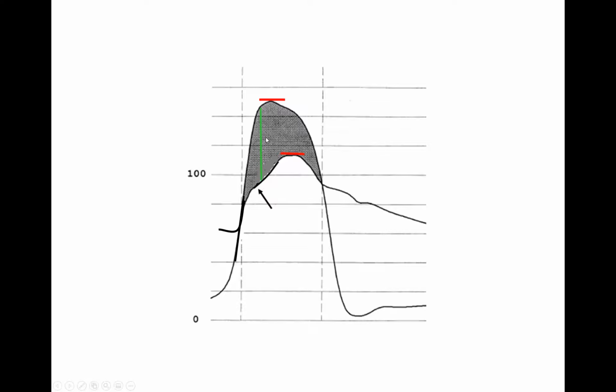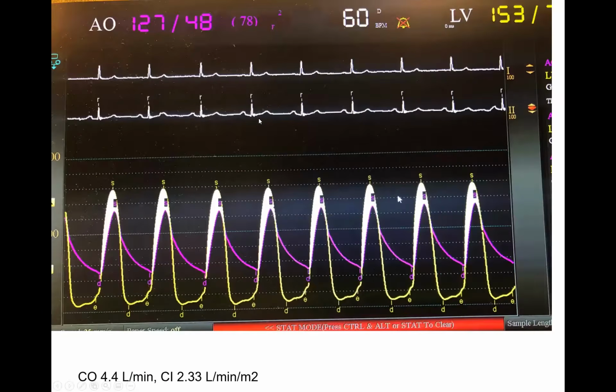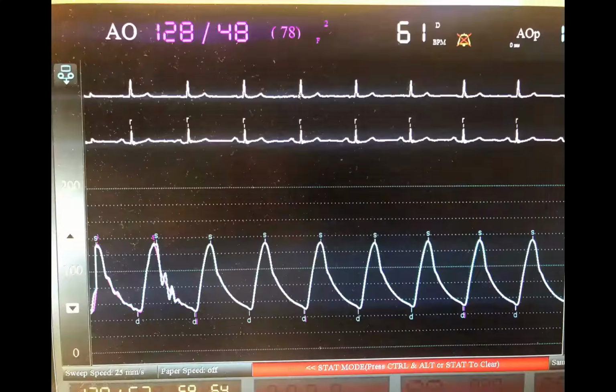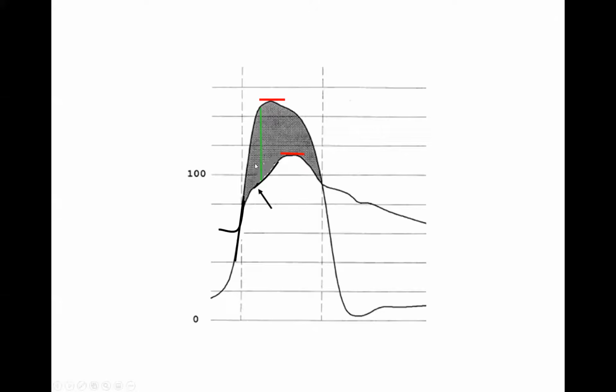By echo, you get that peak instantaneous gradient, which is the high velocity here. This is the peak instantaneous gradient, the highest velocity. The mean gradient is when you trace that, which we can also get by cath. So this is the mean gradient, and you can get it also by tracing on echo. This is the peak instantaneous gradient, which corresponds to the peak velocity on echo. And this is the peak-to-peak gradient, which we only get by cath. The peak-to-peak gradient is the one we like most by cath because our eyes immediately grab it. You need to know the correlation between all those numbers.